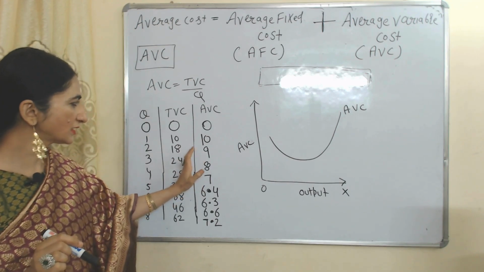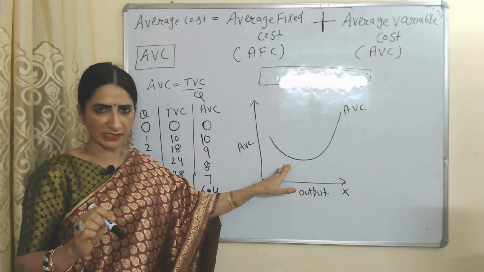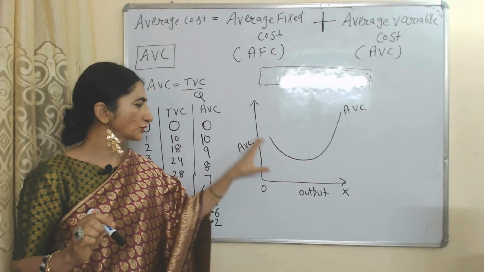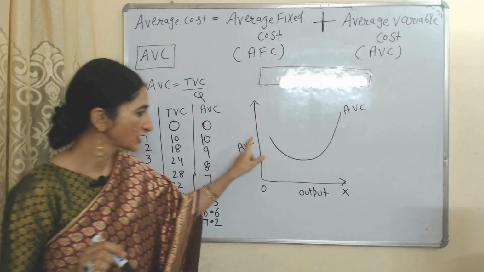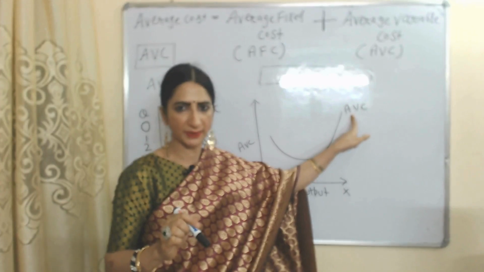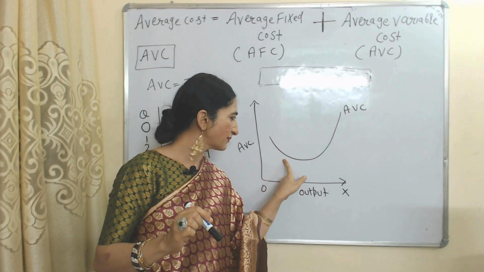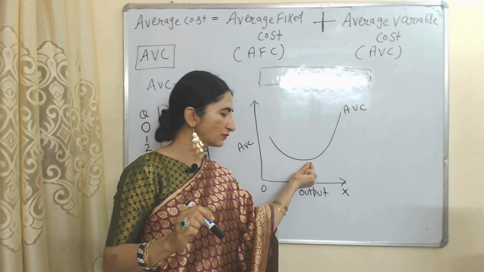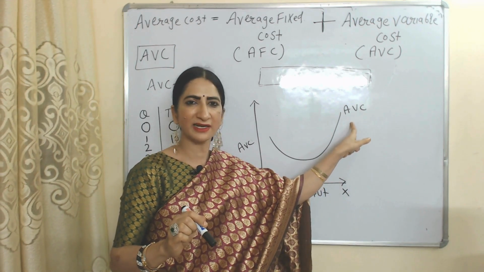When we convert this table into a diagram, we will receive this. On the x-axis we have output, on the y-axis average variable cost. This curve represents average variable cost. Initially average variable cost is reducing, then becomes constant. After that it starts increasing.